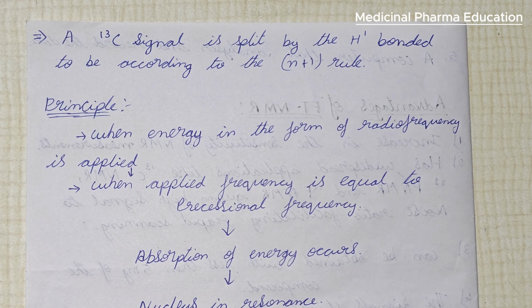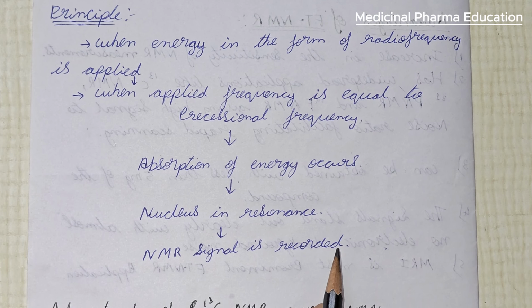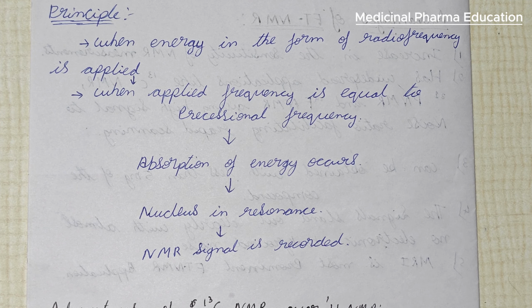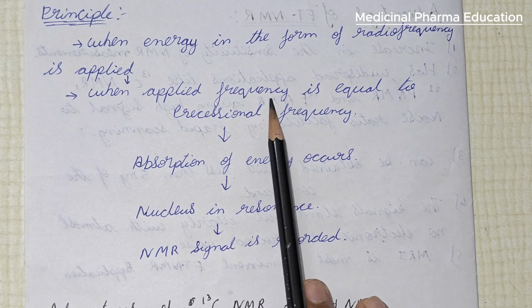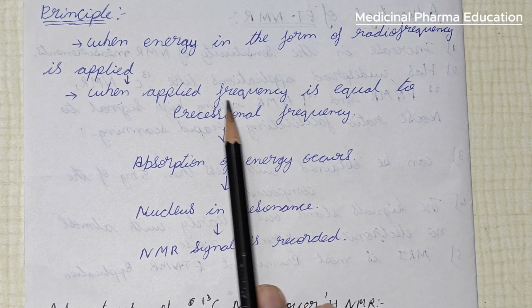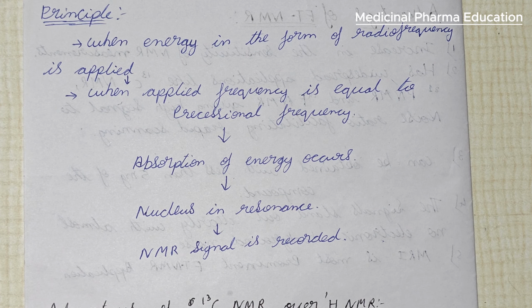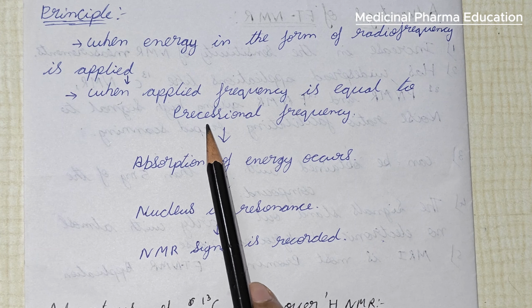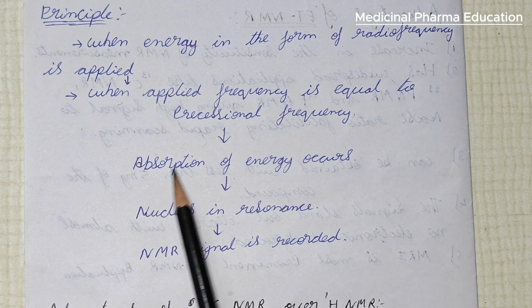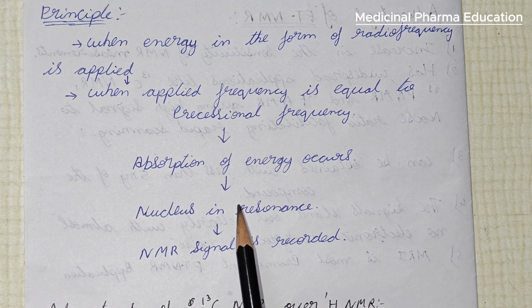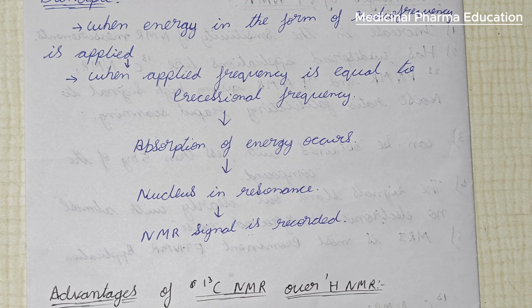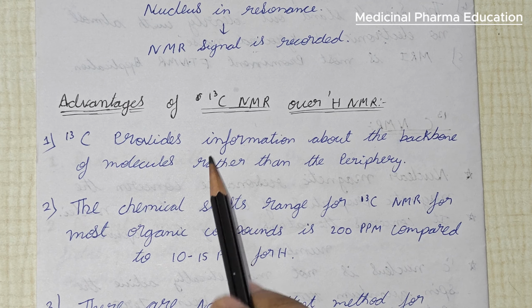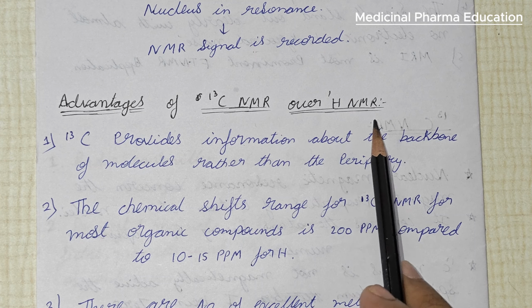We'll understand what is the principle of it. These are just the points. When the energy in the form of radio frequency is applied, and the applied radio frequency equals the precessional frequency, we know that there are two frequencies, first frequency and second frequency. If the second frequency is similar to the first frequency, then absorption of energy occurs in nuclear magnetic resonance, and the NMR signal is recorded. Now see the advantages of 13C NMR over H1 NMR.